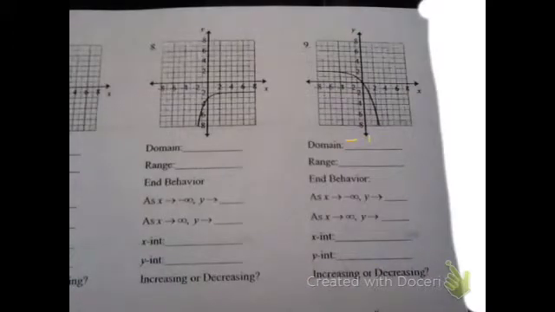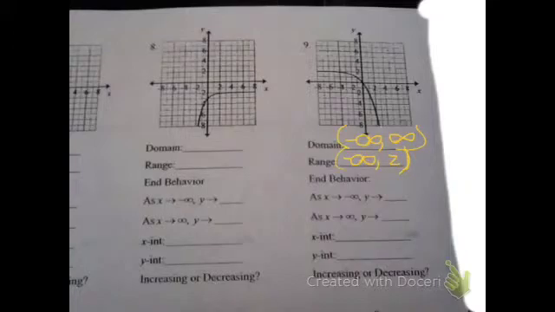On number 9, again, domain, negative infinity to positive infinity. Range, well, it looks like the lowest y value here is down at negative infinity, and it goes all the way up to positive 2 and stops. So, negative infinity, comma 2. I should do more of a square bracket there. Oops.